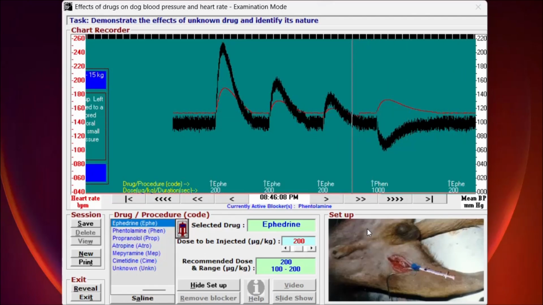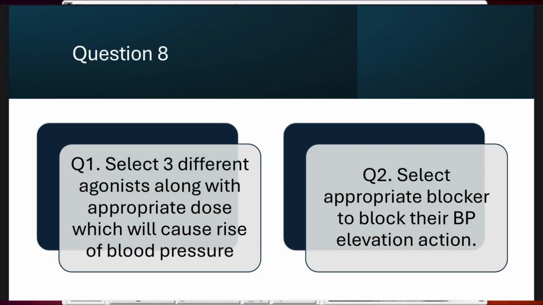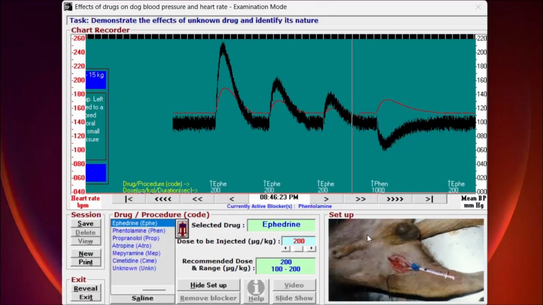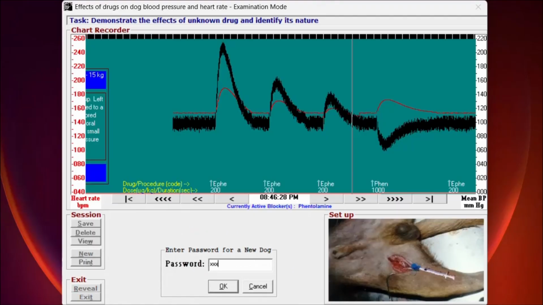Now let's come to the next question, that is to select 3 different agonists along with appropriate dose which will cause rise of blood pressure, and then the second part is to select appropriate blocker to block their BP elevation action. Okay, quite a simple question. So let's take the new slide once again.